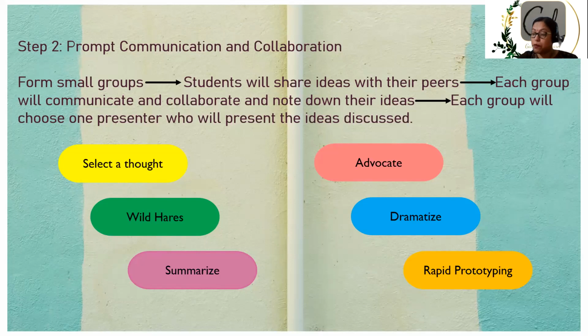So that is dramatize. Rapid prototyping is where they come out with some visual representations, like making flyers or posters. This can be done, but believe me, step 2 will take a little bit more time. Again, we need to understand which topic and how much time we can devote to each step. That is totally on us, and it has to be planned beforehand.